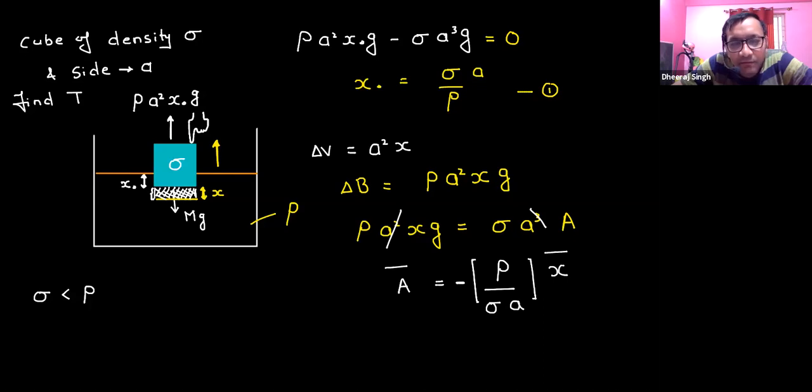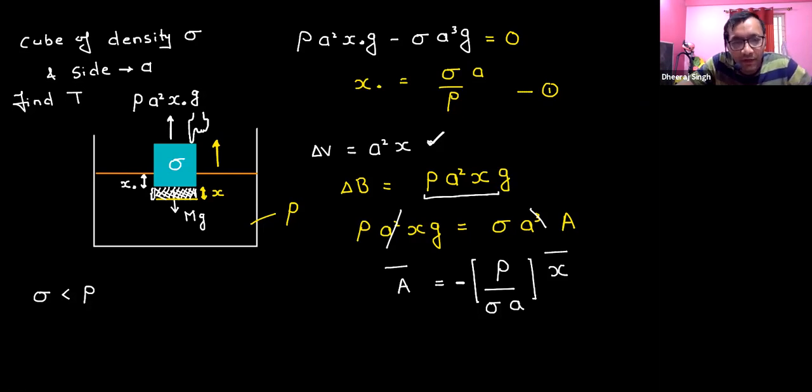Can you explain the second part? This one. When I displace it down by a distance of x, the extra volume that gets displaced is a square x. a square is the surface area, and that into the displacement down is the volume that got removed. That volume displaced corresponds to the extra buoyant force. So rho V g is the extra buoyant force. So the net force is the extra force that comes in. Earlier the net force was zero anyway, okay?